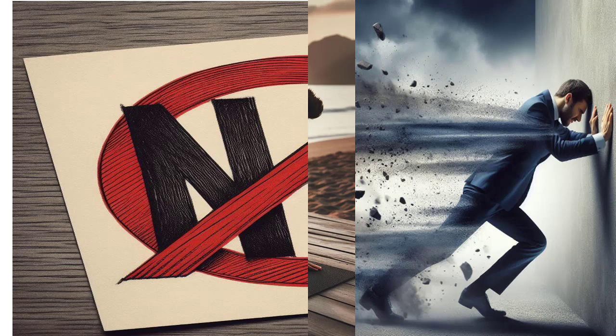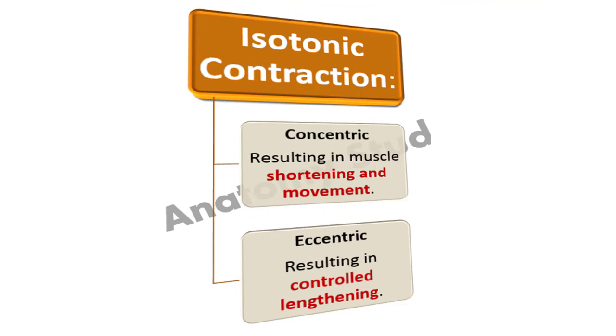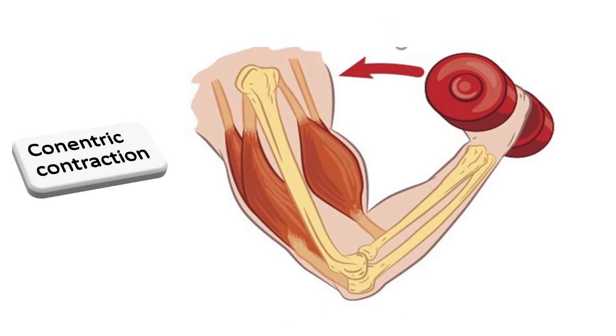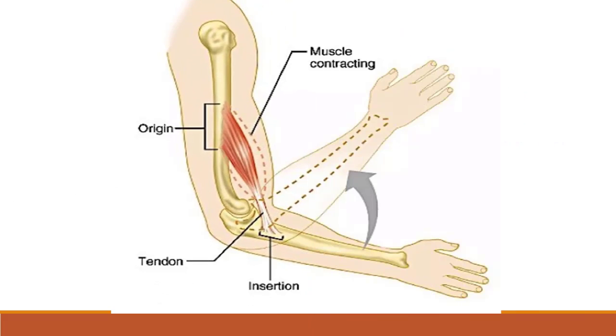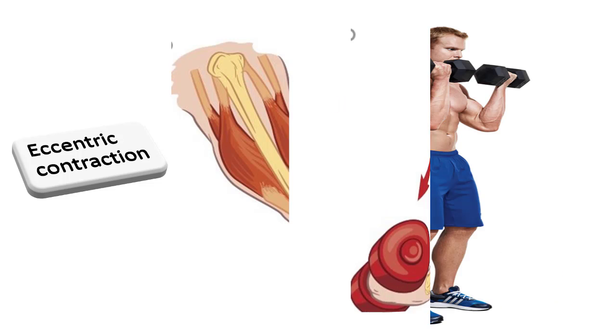For example, when you are holding a plank position, the muscles are contracted to maintain the posture without any movement. In isotonic contraction, the muscle tone remains the same, but the length of the muscle is changing. So when the length of the muscle is changing, it can either shorten or lengthen. Therefore, there are two types of isotonic contraction. It can be concentric or it can be eccentric. In concentric contraction, the muscle shortens and this results in movement, while in eccentric contraction, there is a lengthening of the muscle.